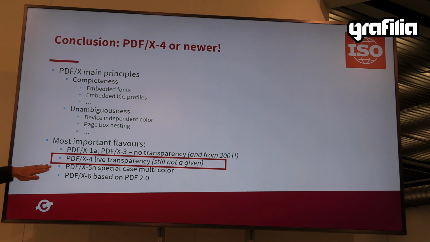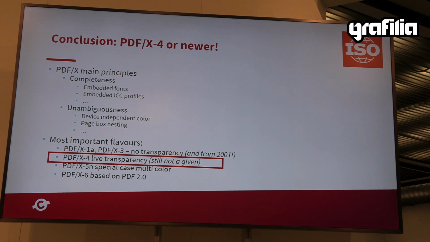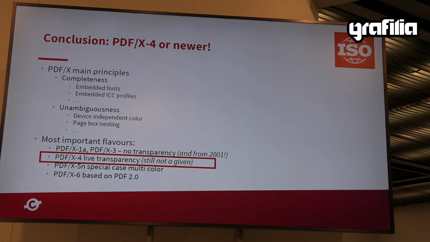Sorry. You could use PDF/X-5 for certain requirements. If you are using CMYK, OVG or so, you should use PDF/X-5. You can use PDF/X-6 if you are on PDF 2.0, the latest release of the underlying PDF specification, but you shouldn't use these old PDF/X standards back from 2001, and even PDF/X-4, I think that came out in 2005 or 2006, so it's still not brand new.